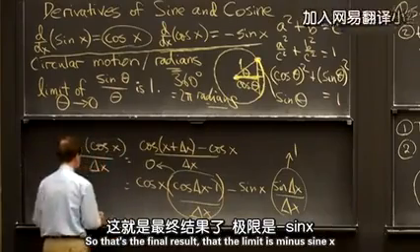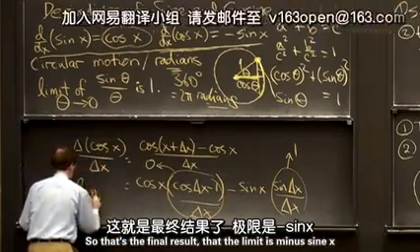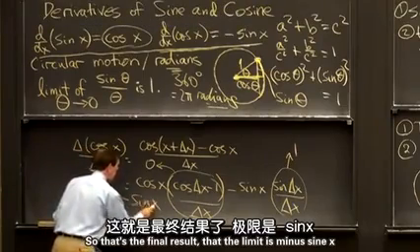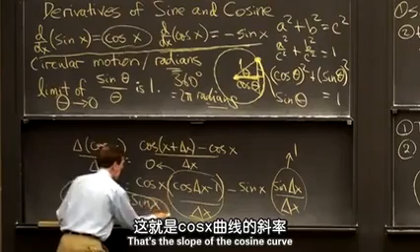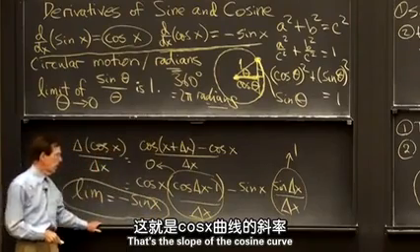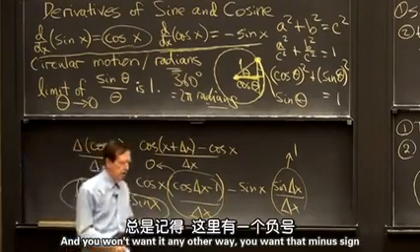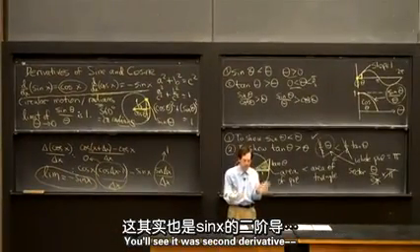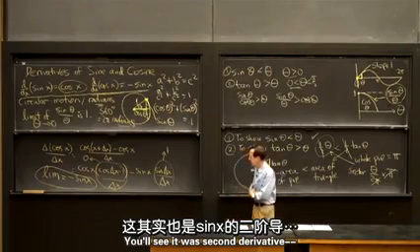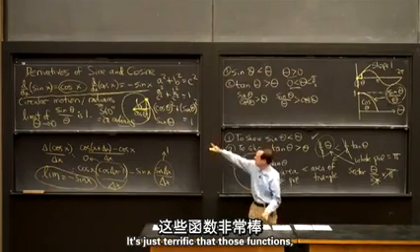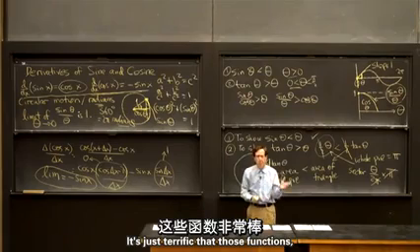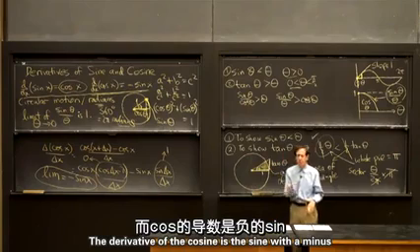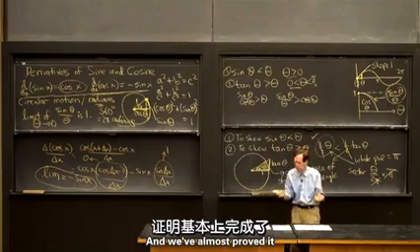So that's the final result, that the limit is minus sine x. That's the slope of the cosine curve. And you wouldn't want it any other way. You want that minus sign. You'll see it with second derivatives. So it's just terrific that those functions, the derivative of the sine is the cosine with a plus, the derivative of the cosine is the sine with a minus. Okay. And we've almost proved it.